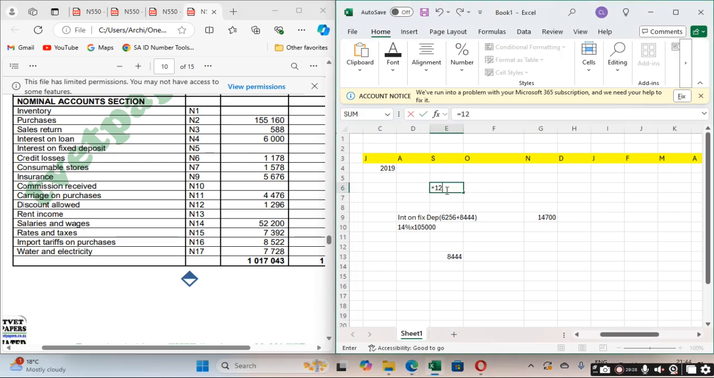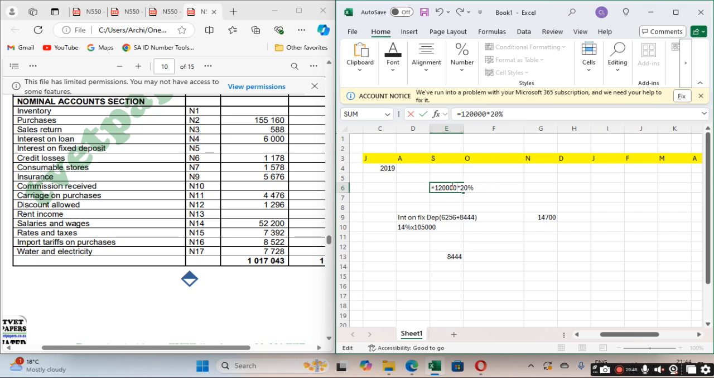So let's say 120 multiplied by 20%. So this is because I said 12,000, so it needs to be 120,000.